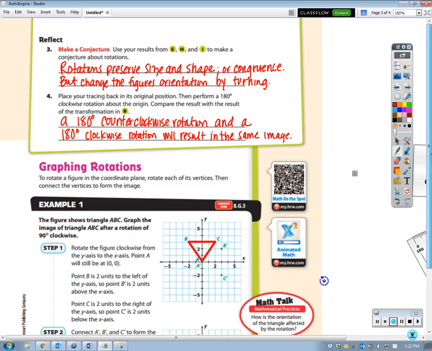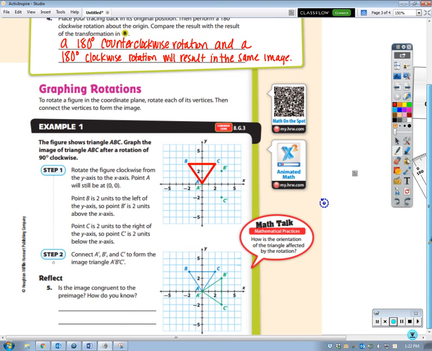So how do you actually graph rotations? Let's take a look here. The figure below shows triangle ABC. We want to graph the image of the triangle ABC after a 90-degree clockwise rotation. So I've got my triangle here, and I'm going to rotate that triangle clockwise 90 degrees. To do that, we need to go one point at a time, okay? Point A is at our origin, which is our center of rotation. And so A is not going to change. It's going to be A prime. It's on that center of rotation.